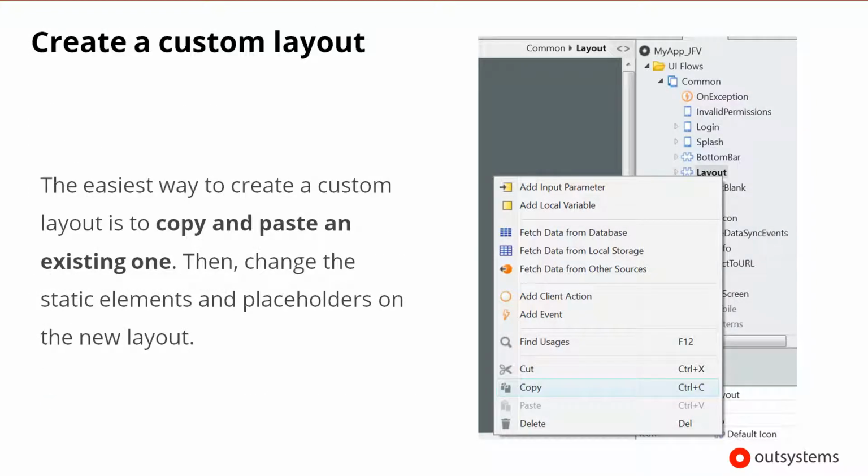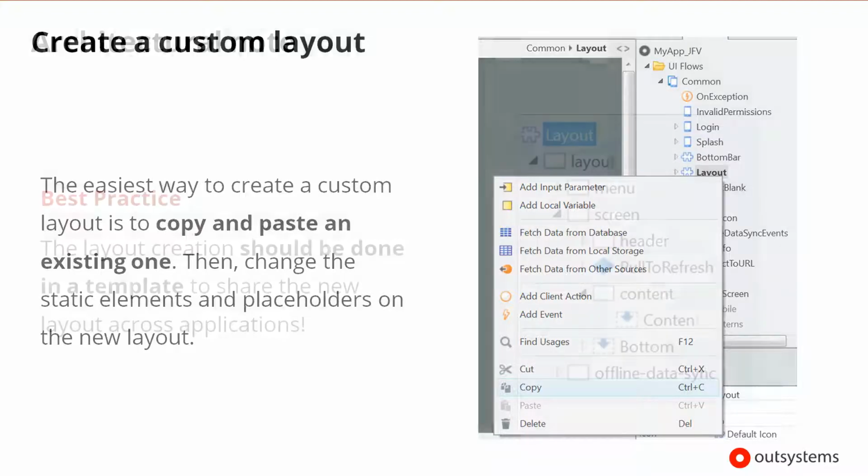When developing an application in OutSystems, it might make sense to create a new custom layout that will be the common layout for a set of screens in the app. The easiest way to create a new layout is to copy and paste an existing layout. Then, change the static elements and placeholders on the new layout to meet the needs of your screens.